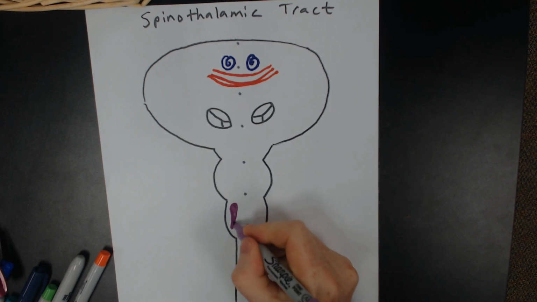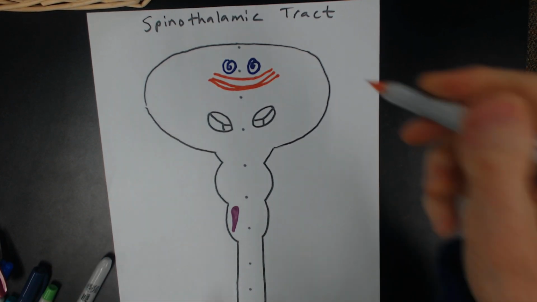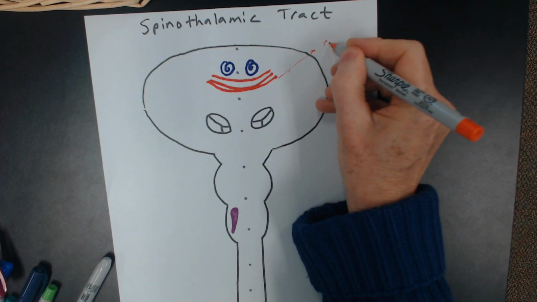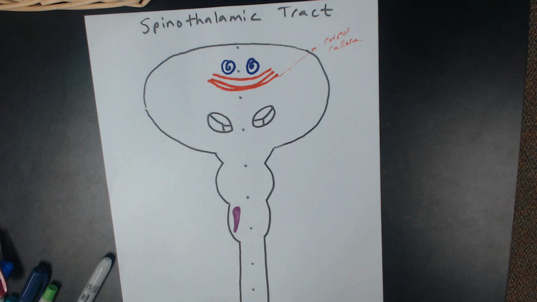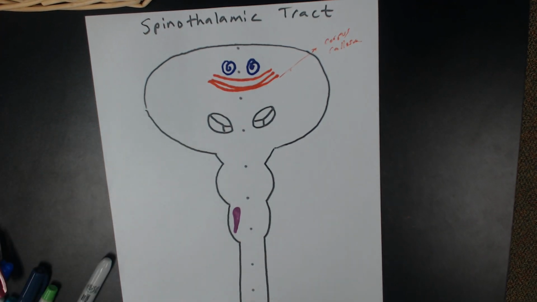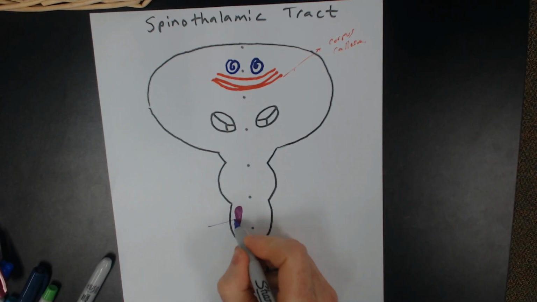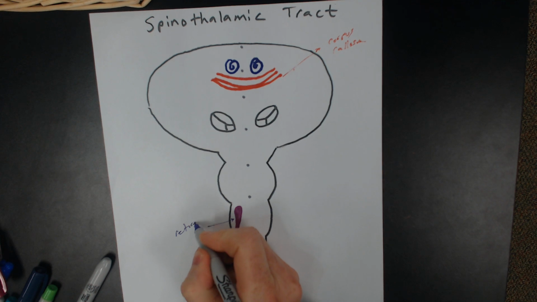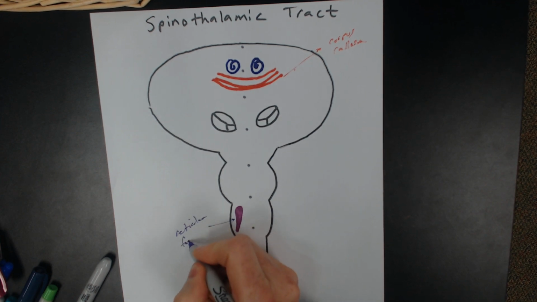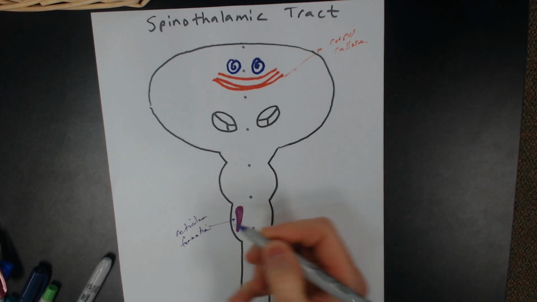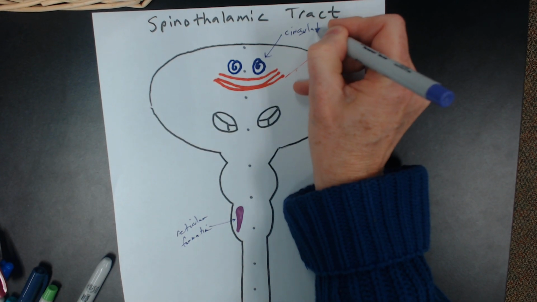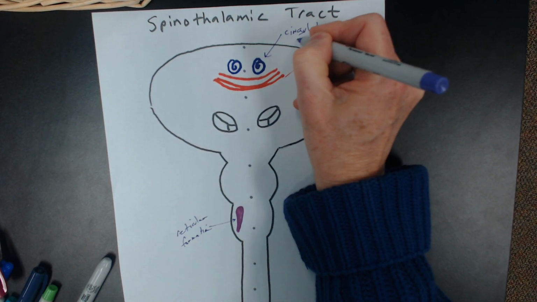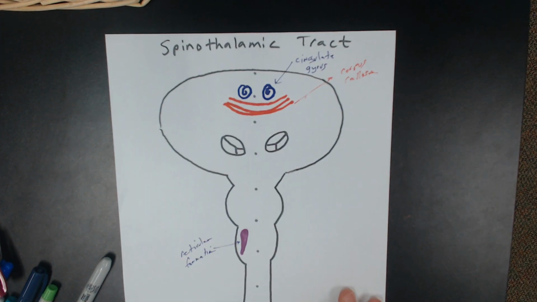Okay. So, corpus callosum. Reticular formation. And this is my cingulate gyrus. Okay.